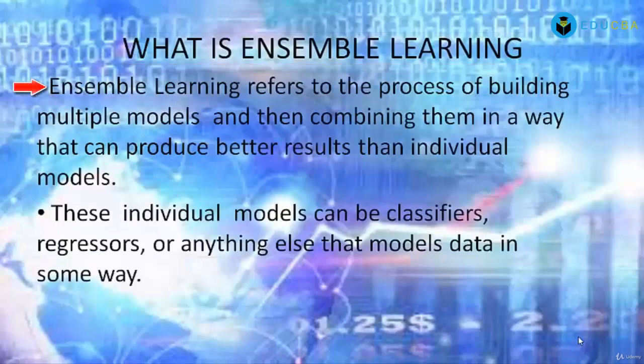Ensemble learning refers to the process of building multiple models and then combining them in a way that can produce better results than individual models. So basically, we are combining models in ensemble learning. These individual models can be classifiers, regressors, or anything else that models data in some way.